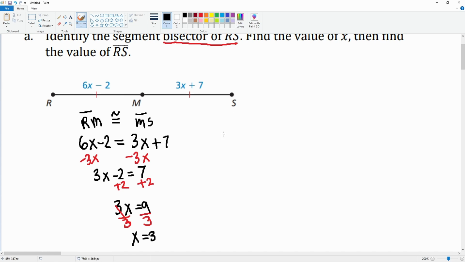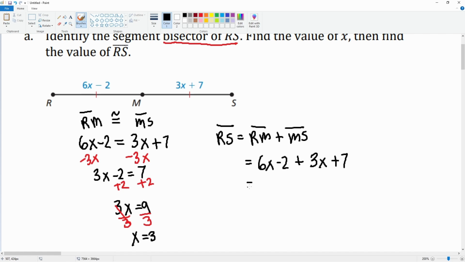Now you want to find the value of RS. Please notice that line segment RS is made up of RM plus MS. So we can add these two together. 6x minus 2 is what line segment RM is. Then we're going to add MS, which is 3x plus 7. Let's combine some like terms. 6x plus 3x is 9x. Minus 2 plus 7 is plus 5. That is what RS is equal to.